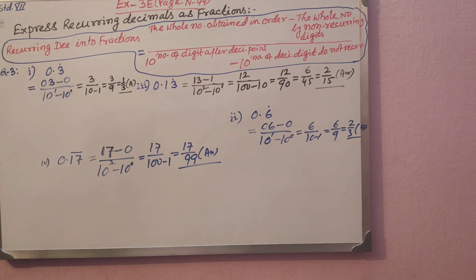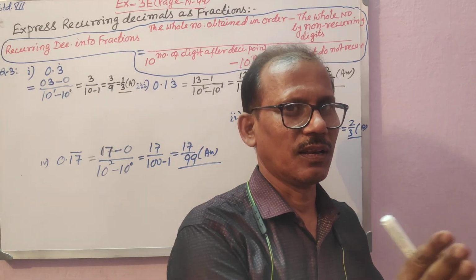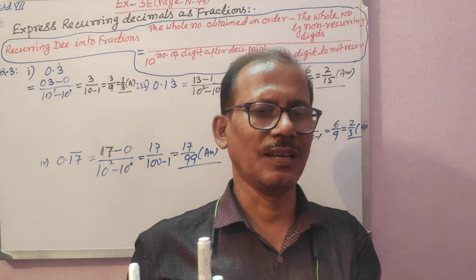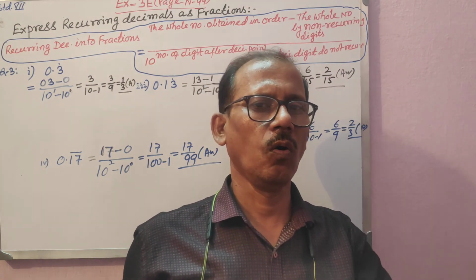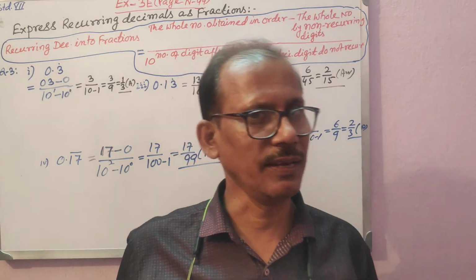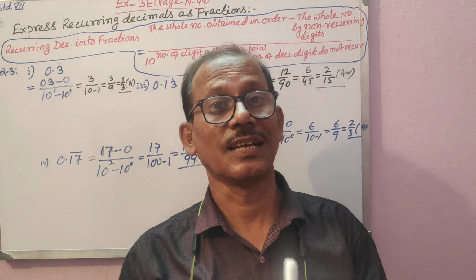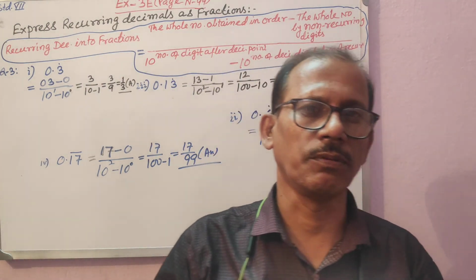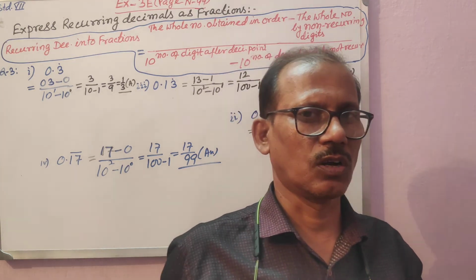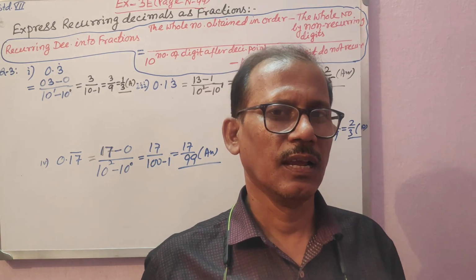I hope you have understood it. Do you want to do the remaining ones? I have done all the sums of this exercise. So what is the formula? Whole number in order: leaving the point, leaving the recurring dots or recurring bar, all the numbers in order you write down, minus the whole number which does not recur. Means where the recurring bar or dot is not there, before that all the numbers in order. What number it will form, that will be the numerator.